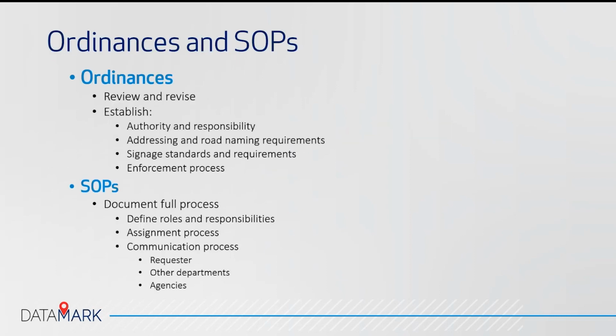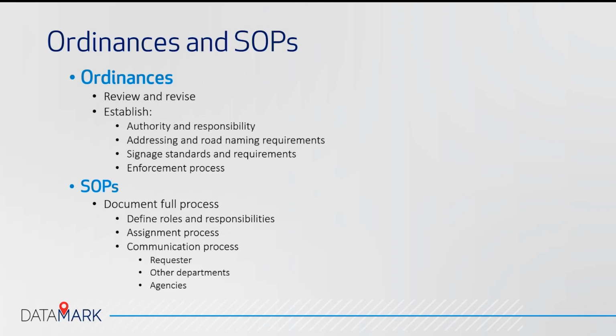So for your ordinances and SOPs, you want to make sure that you're establishing who the addressing authority is and what their responsibility is. You want to make sure that the ordinance establishes the addressing and road naming requirements, as well as the signage standards and requirements. The assignment and road naming is just one piece. You can have a perfect addressing system on paper in your GIS, but if none of that is posted and you're not enforcing that signage, no matter how perfect your addressing system is, it's still going to create confusion for your first responders. Okay. The addresses must be posted in order for things to make sense out in the field. And then your ordinance also needs to document what your enforcement process is. Is that fines? Is that court? Is that jail time? And follow that enforcement process.